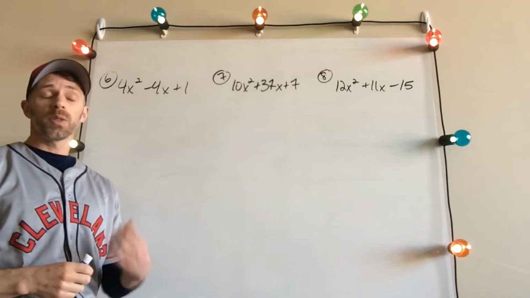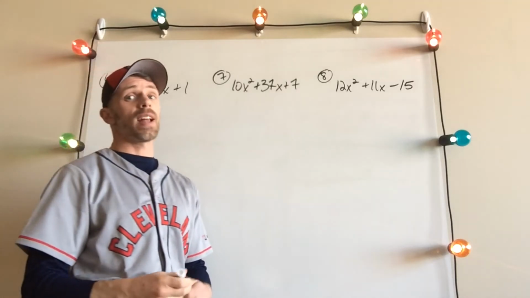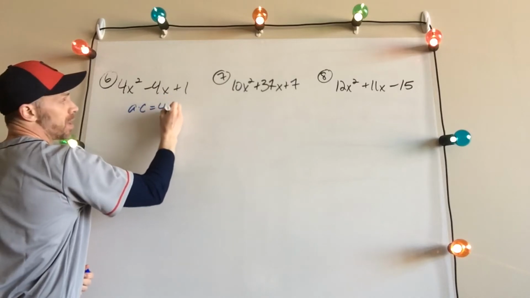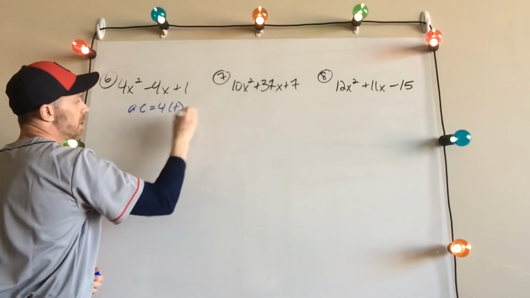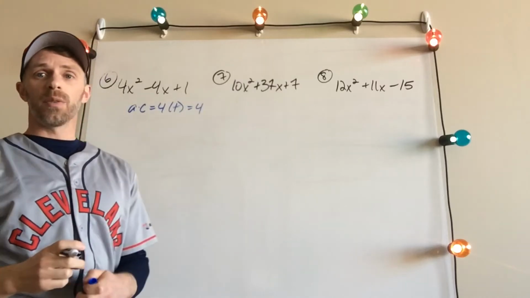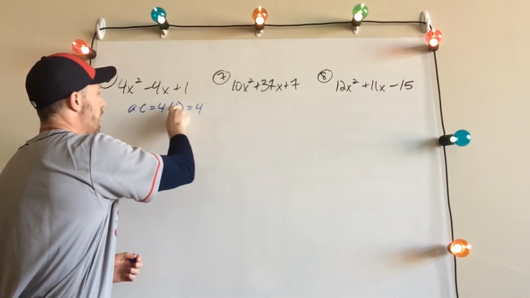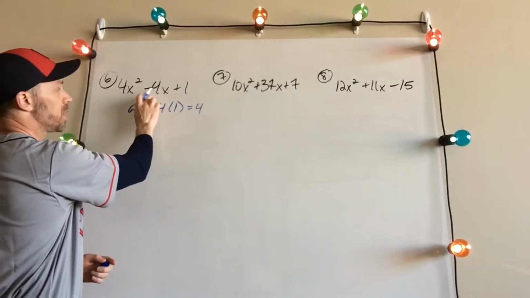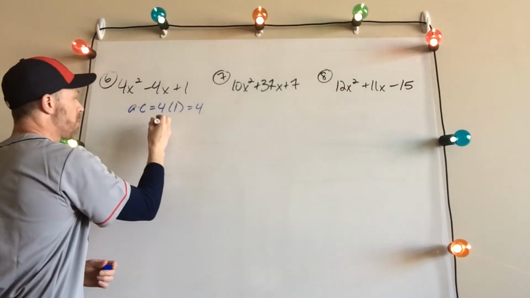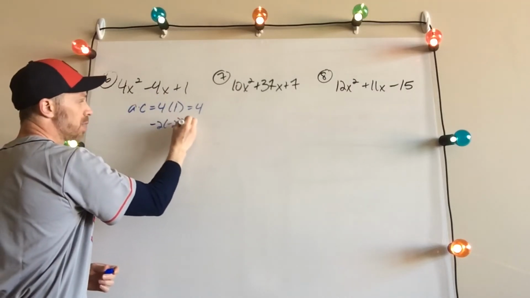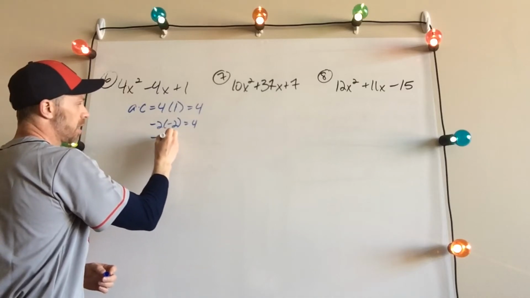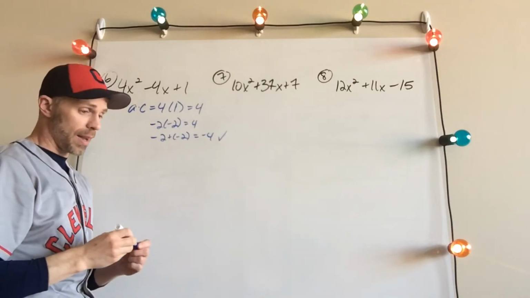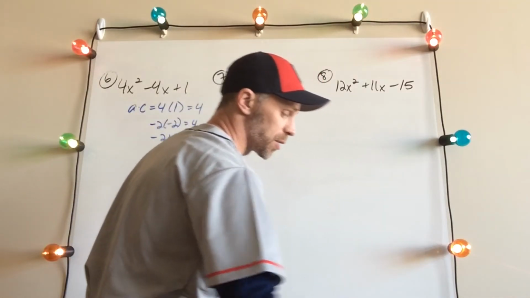Again, our a value is no longer just a 1, so we're going to start off with doing that a times c. Our a is a 4, our c is a 1, so we multiply those together, we get a 4. And then we're looking for factors of positive 4 that add to our b value, which here is negative 4. That would be negative 2 times negative 2 is positive 4, but negative 2 plus negative 2 is negative 4. Alright, so we've got the factors correctly there.